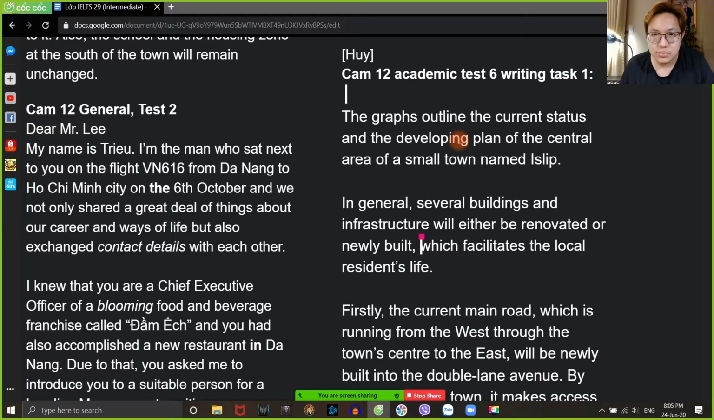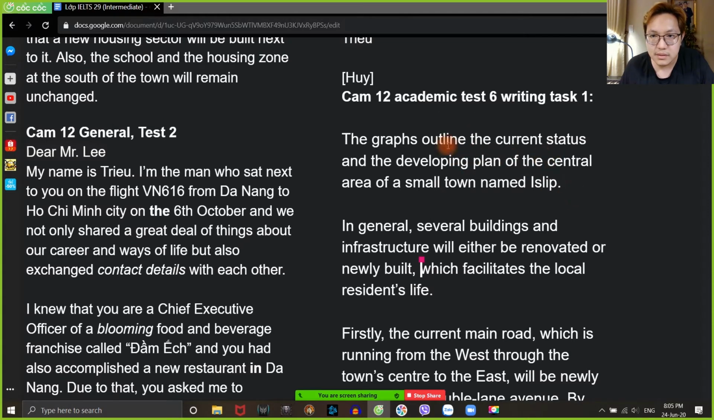Academic writing test 1, the graph outlines the current status and the developing plan. The developing plan. There's a difference between developing and development, okay? Development plans, that still sounds better. Development plan of the central area of a small town named IELTS.